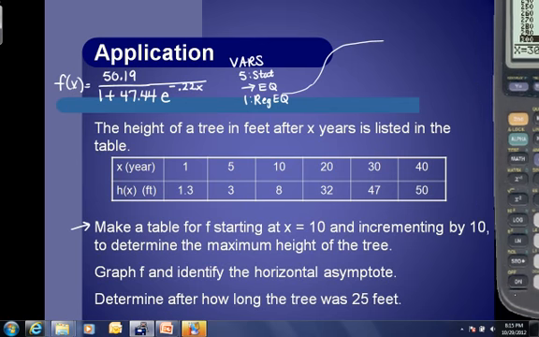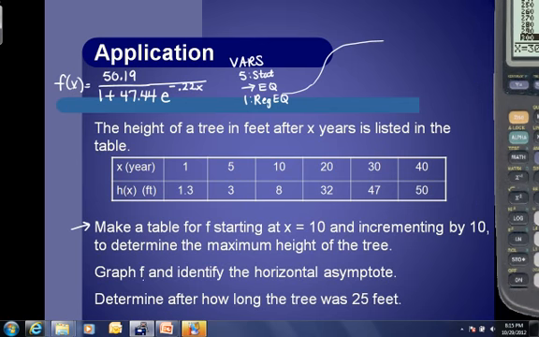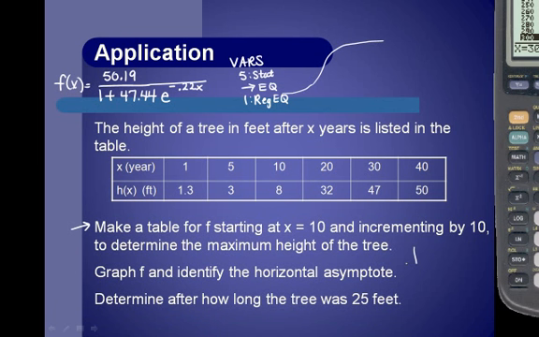So our question says, graph F and identify the horizontal asymptote. Okay, well the asymptote is just that horizontal line. So for ours, it never crosses that 50.187. It's going to go up and get closer and closer and closer. So our horizontal asymptote basically is just going to be the line y equals 50.